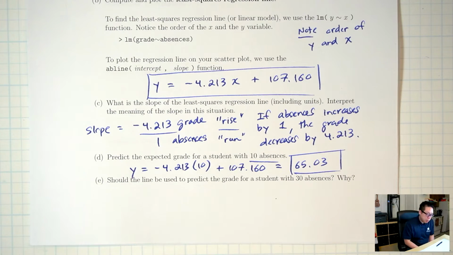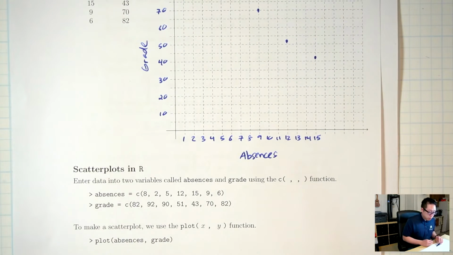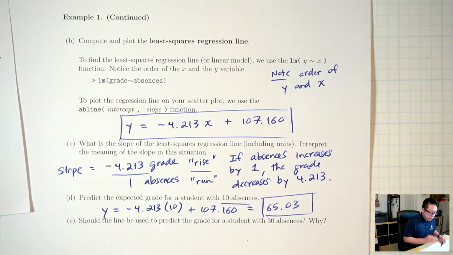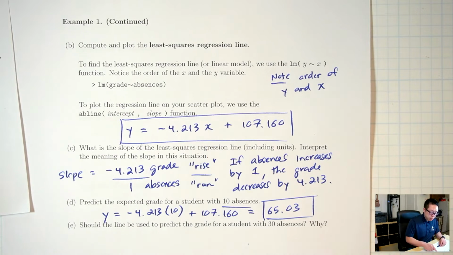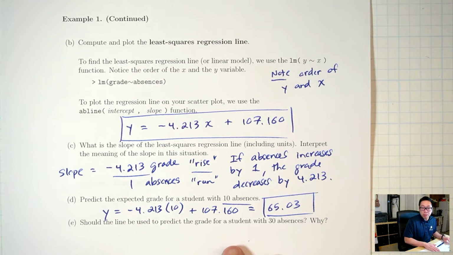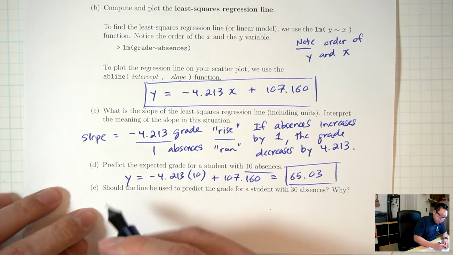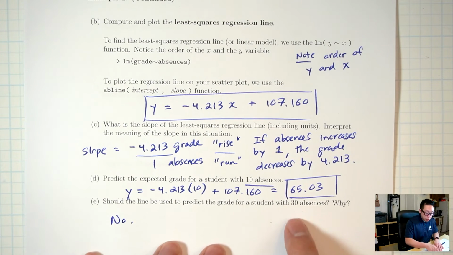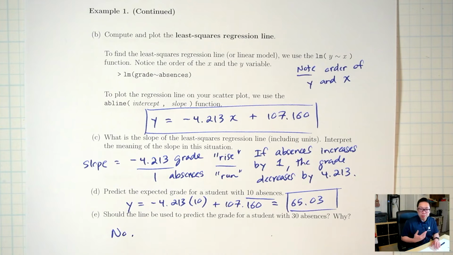Part E, should the line be used to predict the grade for a student with 30 absences? Why? Notice that our original data was from 1 to 15 absences. 30 absences would be way outside of our data. So typically, you don't want to use the equation for something that's way outside of our data because it could be inaccurate. So this is going to be a no. And the why is because 30 is way outside of our original data. If you try to plug 30 into our equation, I think you'll find that you get a negative score, which doesn't make sense in this case.